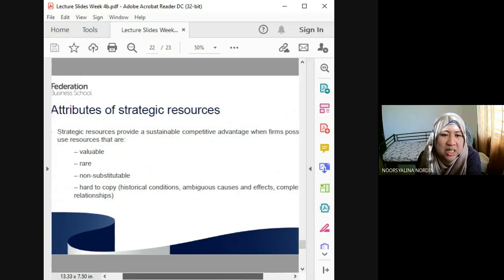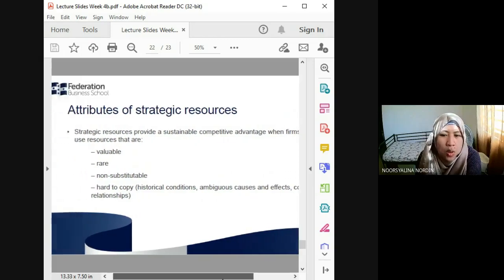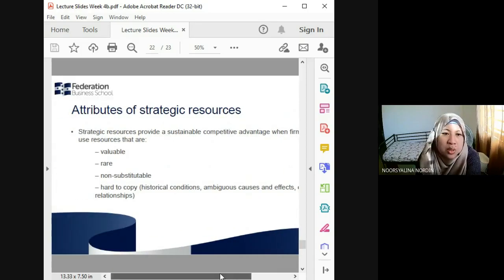Okay, and attributes of the strategic resources. Strategic resources provide a sustainable competitive advantage when the firm possesses and uses resources that are valuable. Of course, when we have these valuable resources, we want to appreciate them and keep them well. Okay, and it's rare, non-substitutable, meaning to say there is no replacement for your product. Hard to copy, historical condition, ambiguous causes and effects, and also the last one, complex social relationships. So I think this is the key aspect: how you can beat your competitors and rivals.